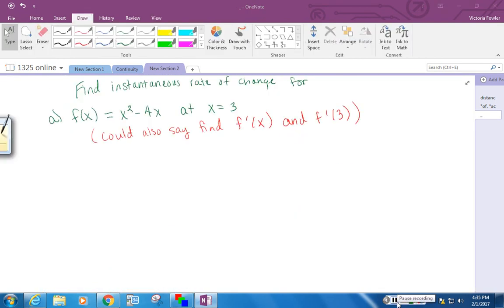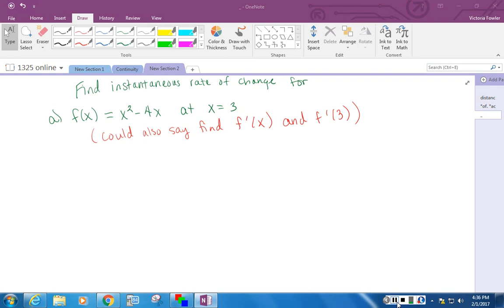Okay, so let's look at this next problem. It'll ask you to find the instantaneous rate of change for a function at a given point. You will also note that it could have asked the same exact question in a different way. It could say, find f prime of x, or find the derivative of f, and f prime of 3. These two things that I wrote here in green and red mean the exact same thing. So instantaneous rate of change means the same thing as finding the derivative.